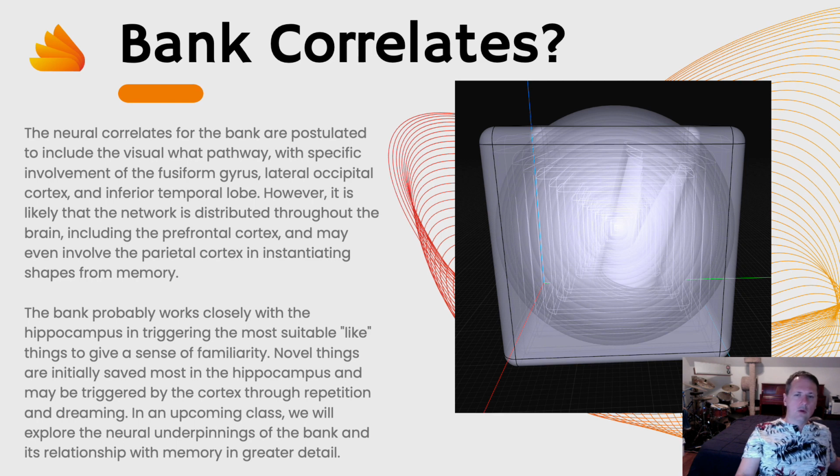The bank, or the visuospatial sketchpad, or the 3D Etch-a-Sketch, where is it actually stored in the brain? Well, like I said, it's probably kind of distributed. But in general, I would argue that it would be fusiform gyrus, lateral occipital cortex, and inferior temporal lobe. Some distribution of prefrontal and parietal, maybe a little bit of involvement with hippocampus.